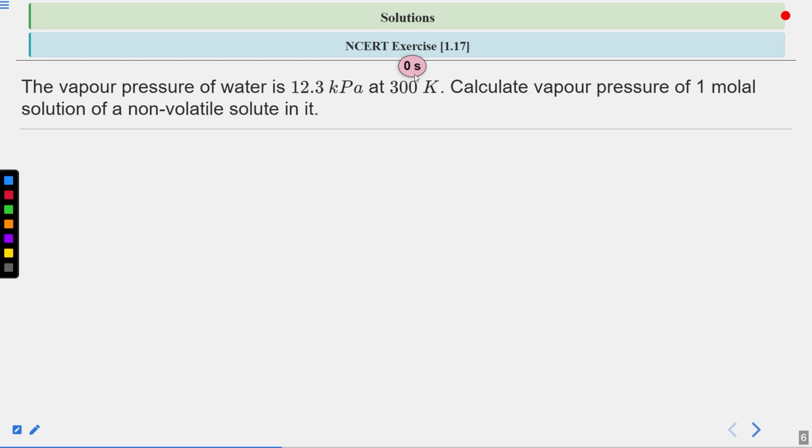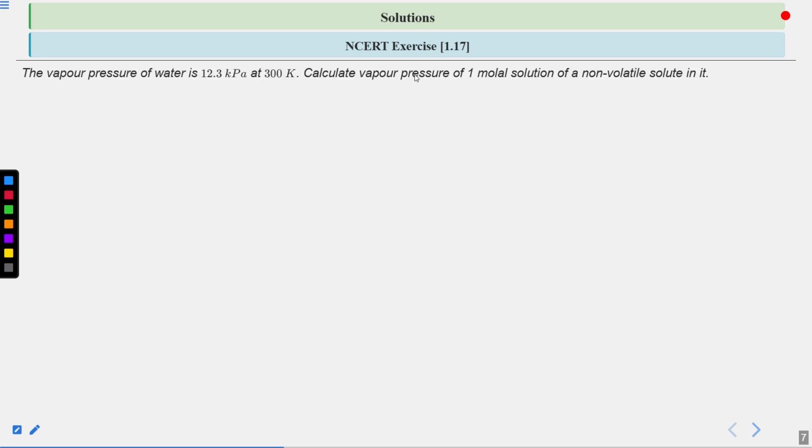Okay, let's see how we can solve it. Two things are given here which are important. First is the vapor pressure of water, which is the vapor pressure of pure water, and the molality of the solution. How will we do it?